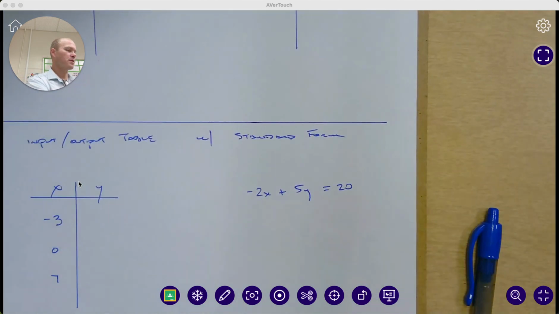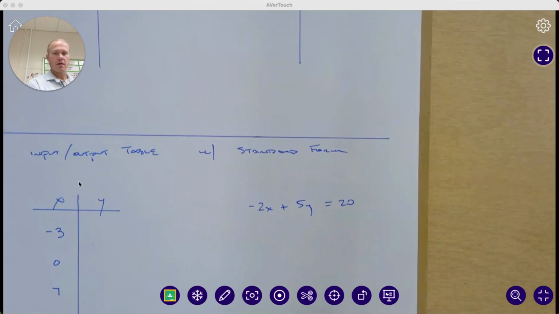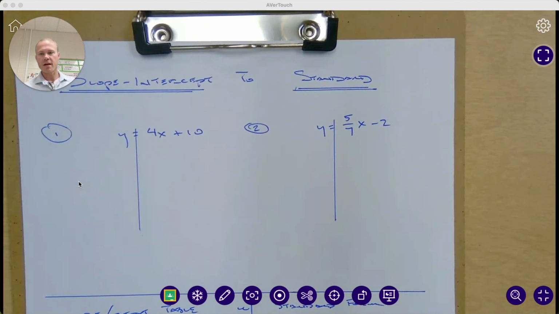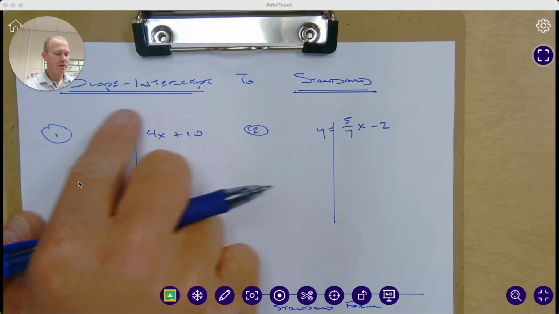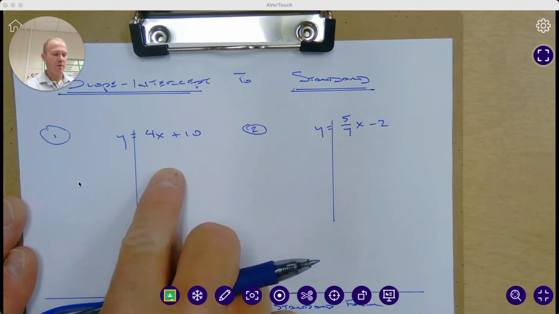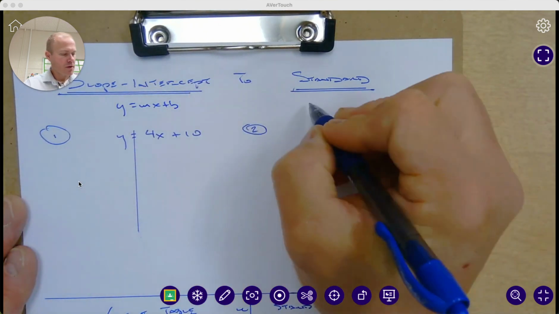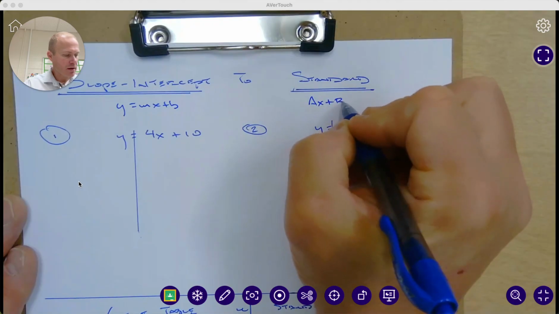And lastly, for today's purposes, input-output table and a slope-intercept to standard. So we've gone from one to the other. Now we're just getting back home again. How do you convert this to a standard form? Which again, y equals mx plus b to the ax plus by equals c.